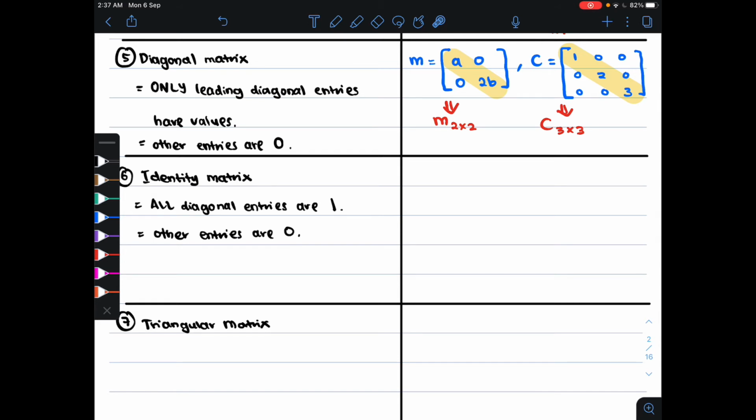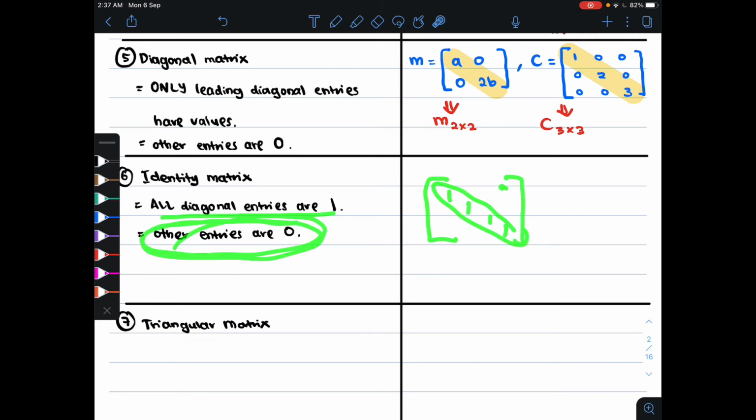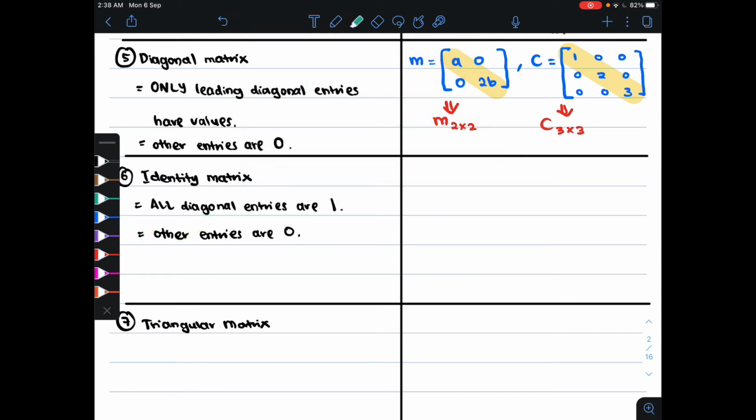The next one is called identity matrix, where all diagonal entries are 1. Maksudnya, kat bahagian tengah-tengah tu, semua nilai dia adalah 1 dan all the other entries tu adalah kosong. Maksud semua sebelah kanan dengan kiri adalah kosong. Untuk identity matrix, identity kan start dengan I kan? So, kita punya simbol adalah I. And identity matrix is only for square matrices.